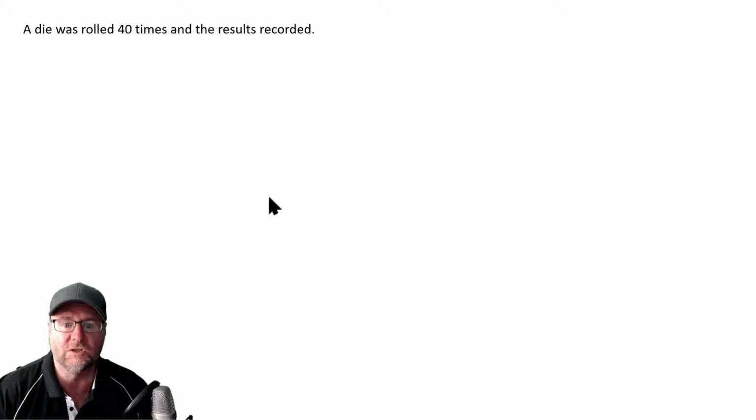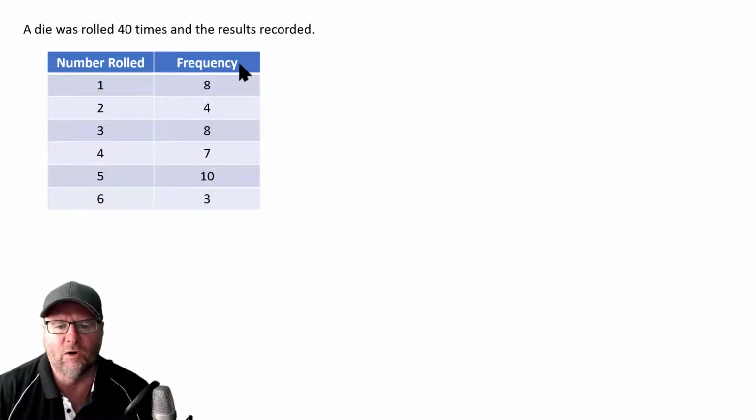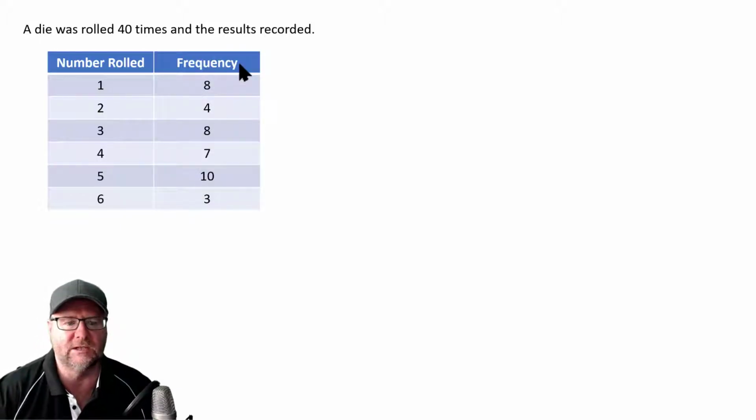Now a single dice on its own is called a die, and we're going to roll it 40 times. Now every time we roll it, we could get one of these results, couldn't we? There's 6 faces on a die. And every time I roll it, I record it, and I get what we call a frequency. Now, frequency is just how often, or how many times, something happens.